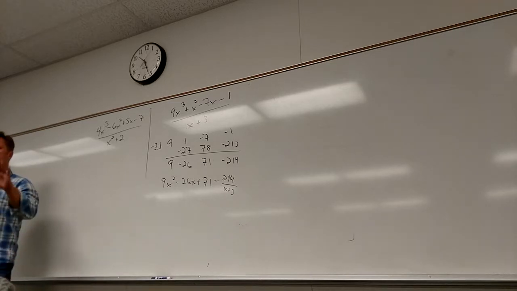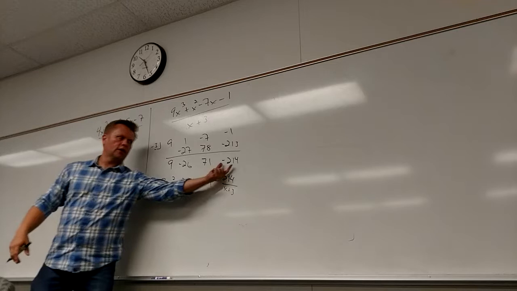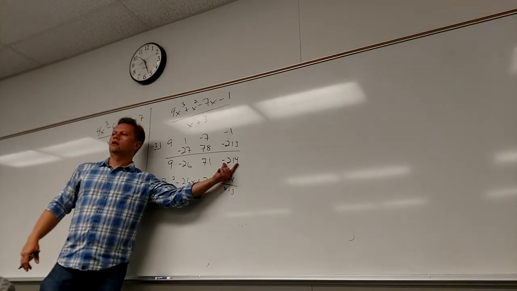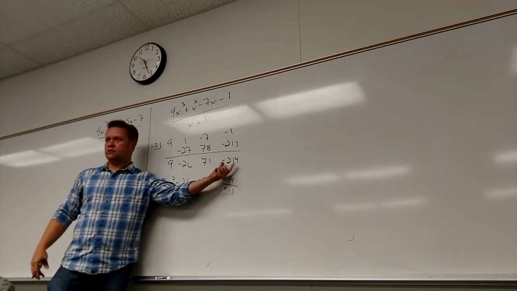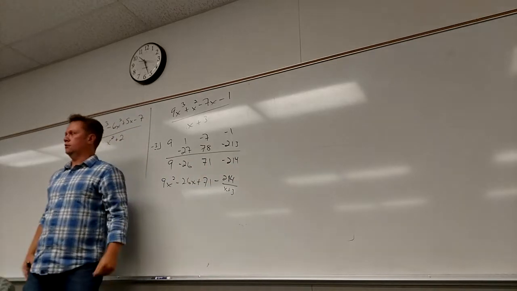So how would I know if one went evenly into the other? If it goes in evenly, what remainder do you have? 0. So the 0, that means I actually figured out a way to factor this sucker.